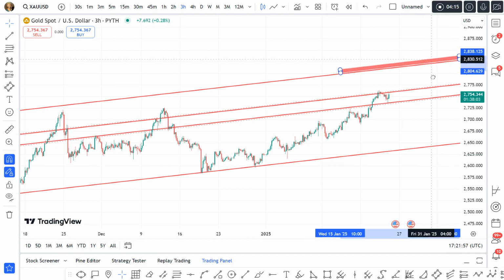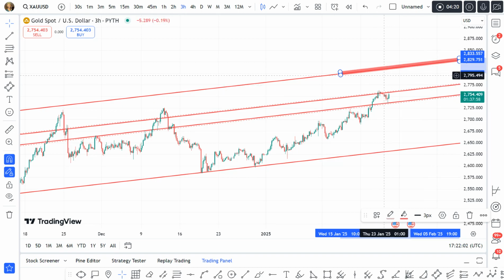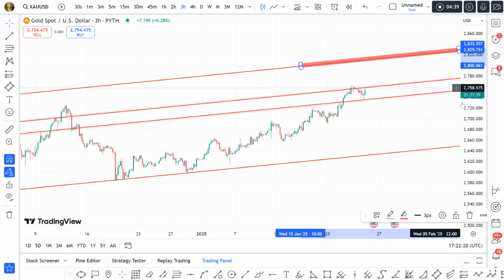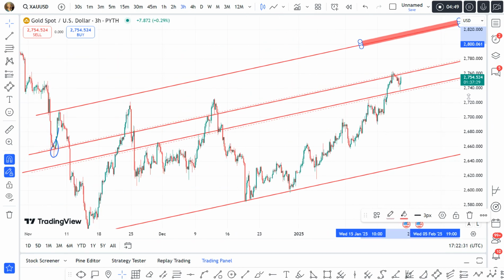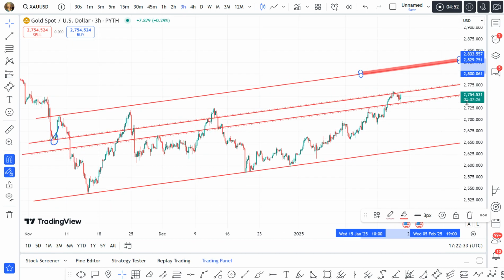Remember, go and check my previous video. I said if we correct into 2,735, 2,730, we will look for an opportunity to go long. And exactly when market came there, it reacted at 2,736. It almost came into our buy zone completely, but it's still within the zone, 2,736. So at that level, you see that the market is already in a strong buy floor.